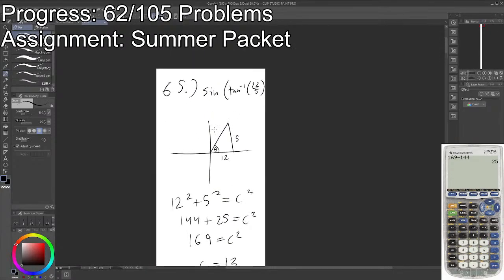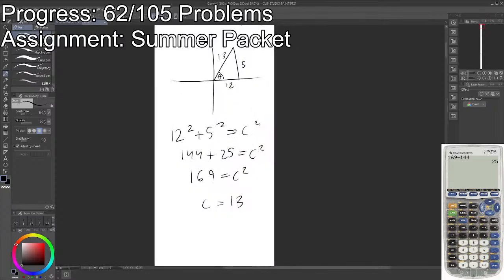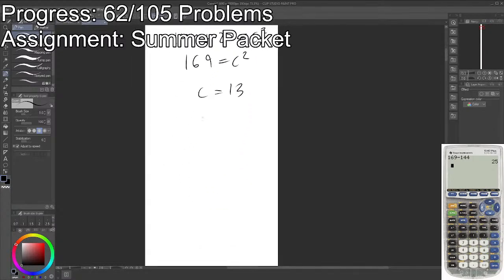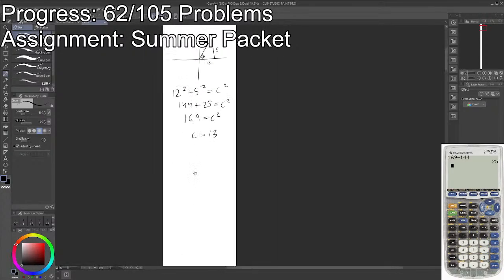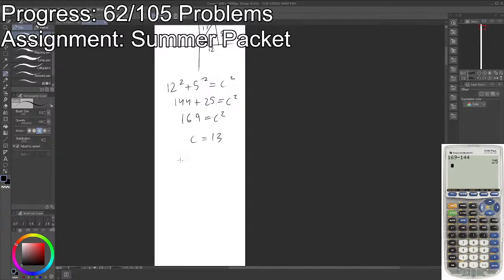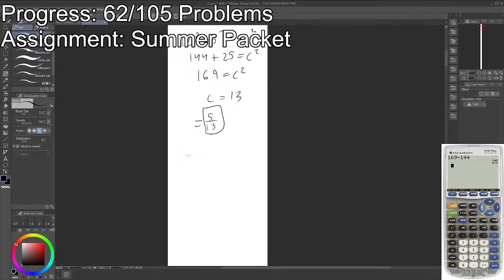Nice. Same triangle as last time, except for the... was there a square root? No, there wasn't. So this is sine. Yep. Opposite hypotenuse. 5 over 13. Nice. 66.